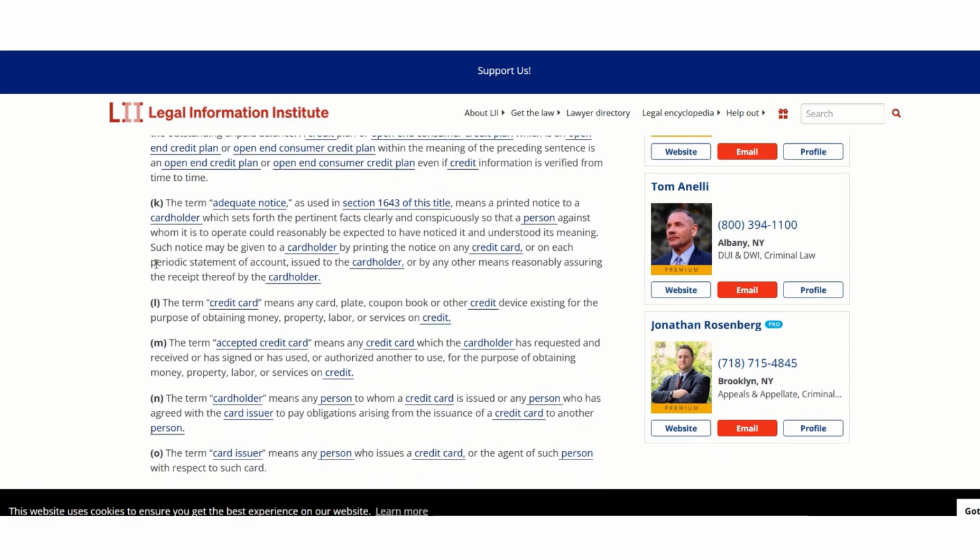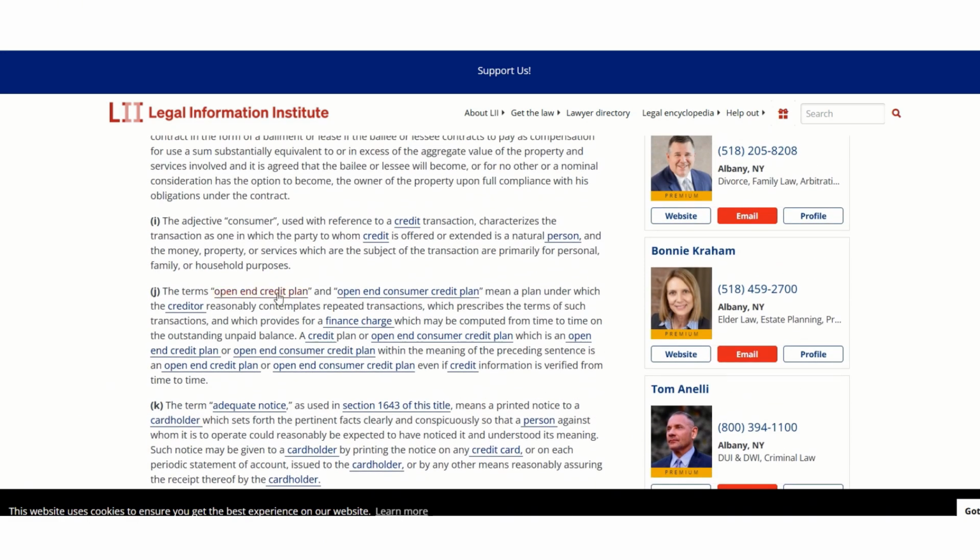Let's look that up. The term open-end credit plan or open-end consumer credit plan means a plan under which the creditor reasonably contemplates repeated transactions, which prescribes the terms of such transactions and which provides for a finance charge. So we already have the finance charge. Now, repeated transactions, you're thinking like, you got the contract, you got the car, and bang, all the transactions are done.